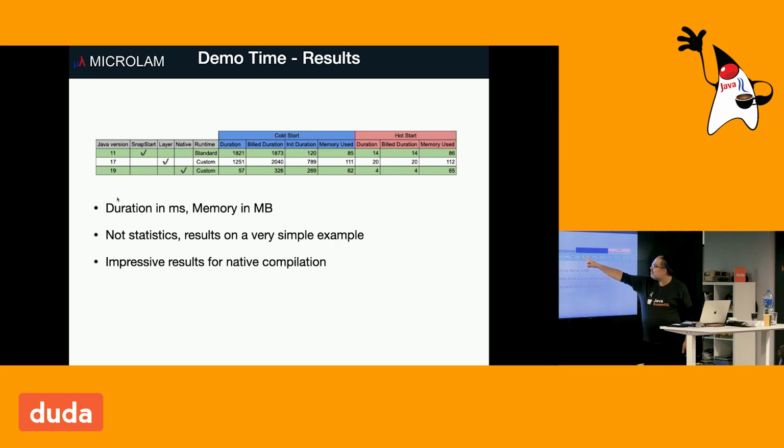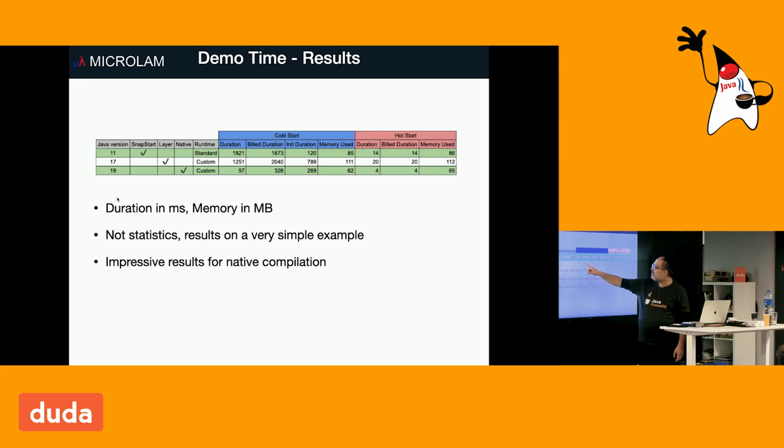So approximately this is what we found for Java 11 with SnapStart. The first call, the cold start, is 2 seconds, something like that. With Java 17, it's not bad at all for the cold start. But the problem is that the init duration is only 789 milliseconds. But in a real project, it will be 5 seconds, something like that, as I showed you before. So for this example, it's not a problem. But for a real case, you will see a problem on Java 17.